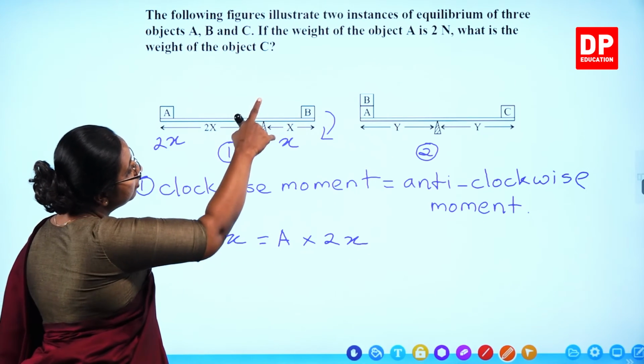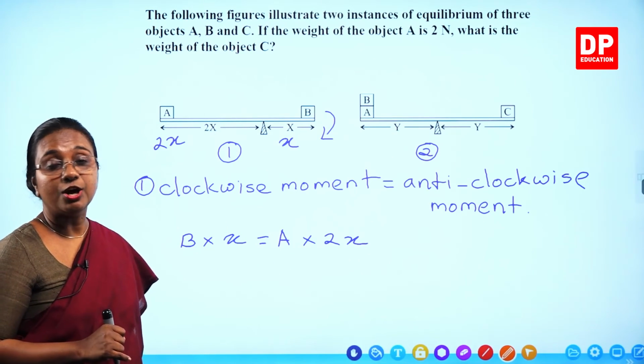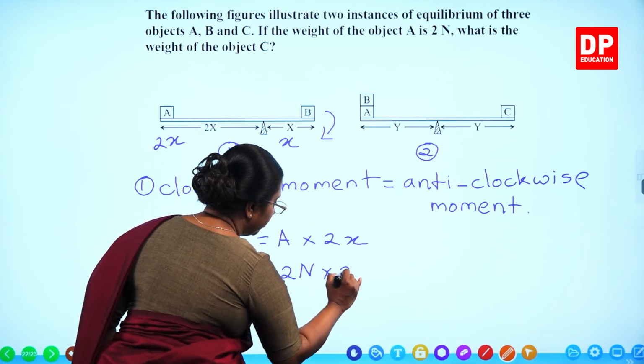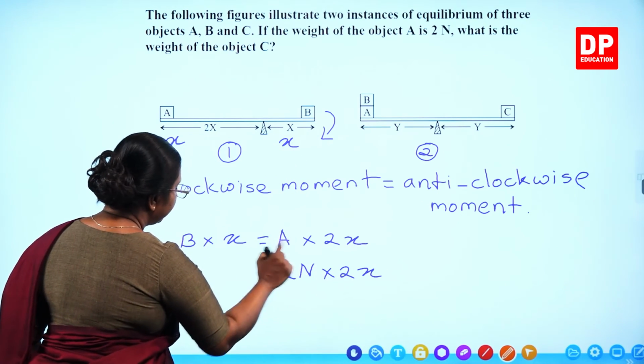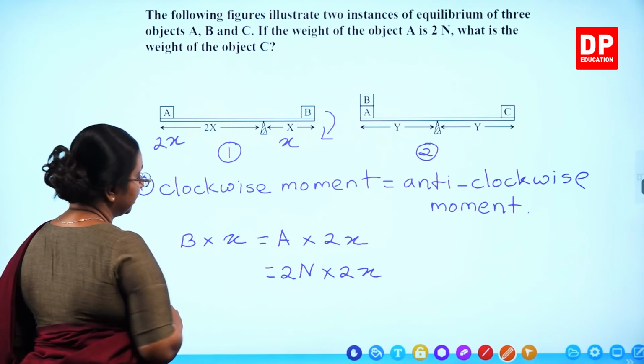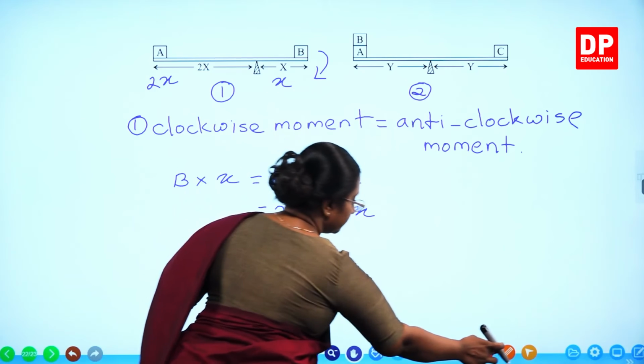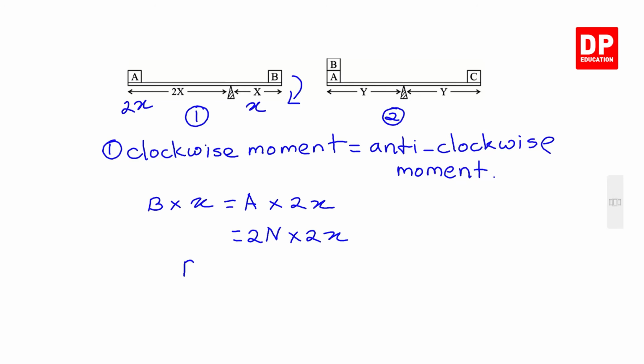So here you know the value of the weight of A, that is 2 Newton. So 2 Newton into 2x. If we rearrange that, we can find the value for B. What is B? B is going to be 2 Newton into 2x divided by x. So x and x cancels off. So this becomes 4 Newton.